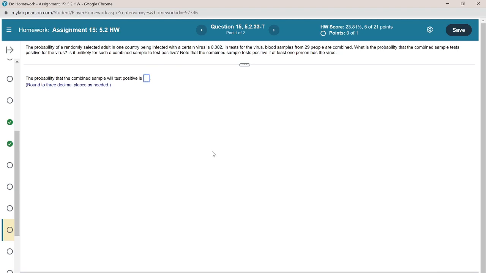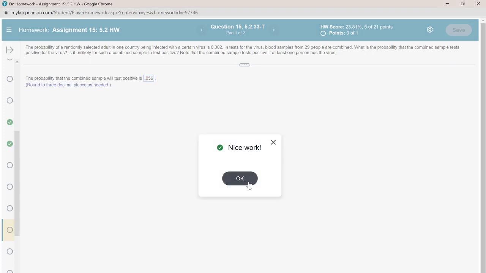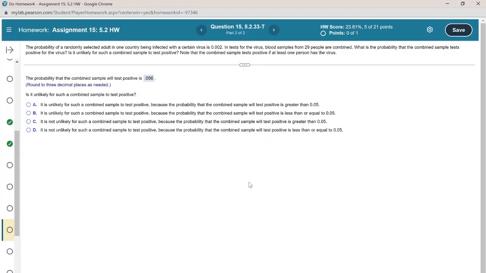it's 0.056. So that's the probability that a combined sample test will be positive. Keep in mind, a combined test means at least one of them should be positive, and that can be found by using the binomial distribution. Is it unlikely for such a combined sample test to be positive?